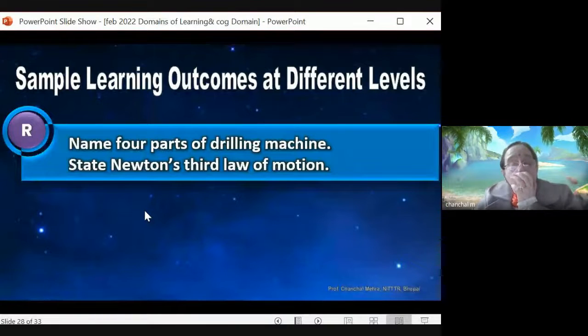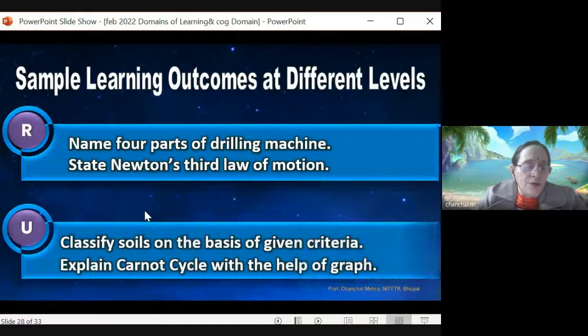And please be sure that in your curriculum, remember-level outcomes should be very, very few, because they are just a foundation. They need to be taught. But our assessment at the course level will be at the higher level. Some of the few outcomes at the understand level: classify soil on the basis of given criteria. So here they will try to understand the information, and based upon the understanding, they will try to classify. Explain the Carnot cycle with the help of a graph. This is an understand level.